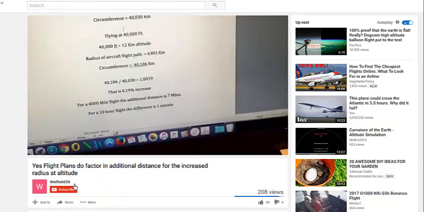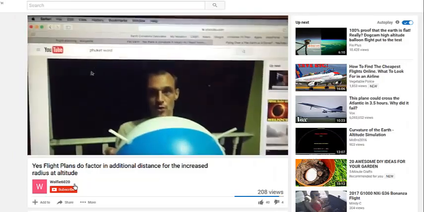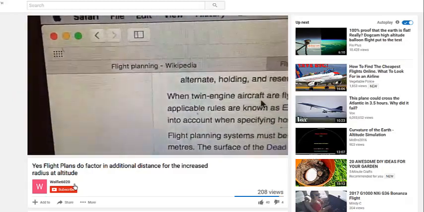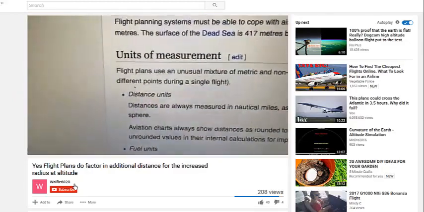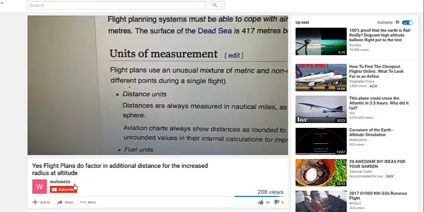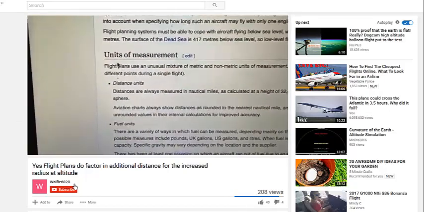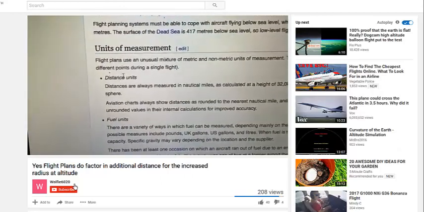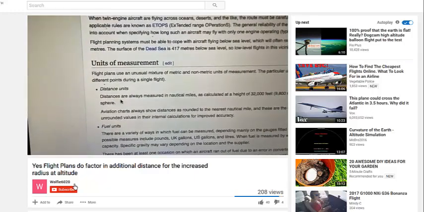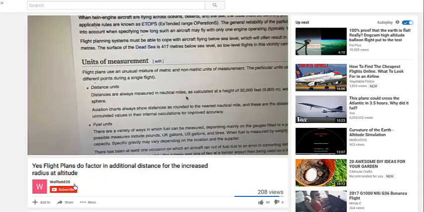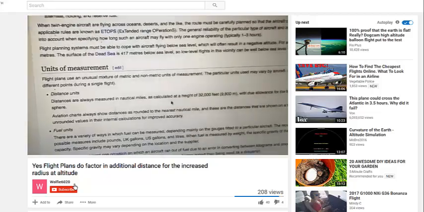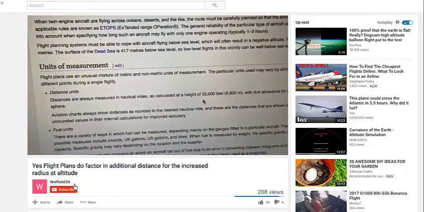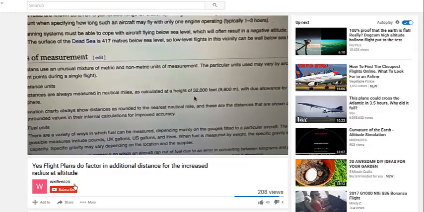However, just to go one step further, if you go to Wikipedia and you look up flight planning and then scroll down to the section that says units of measurement and read what it says about how flight plans are calculated and how they calculate the distance units. It says, distances are always measured in nautical miles as calculated at a height of 32,000 feet. So the distances are factoring in the actual cruise altitude of the aircraft.